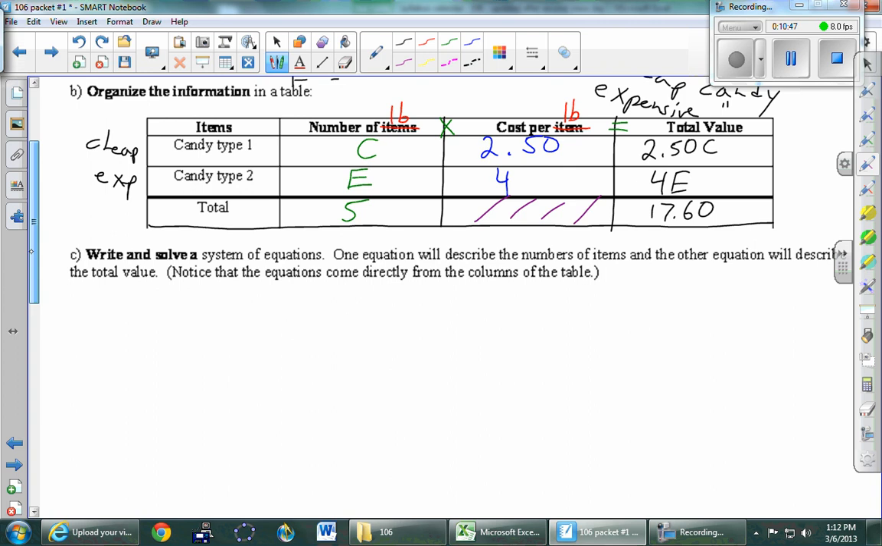Any questions on filling in the table? Okay, next step is to write down some equations. The equations come from the columns. We filled in information in the rows by multiplying across. Equations come from the columns. C and E tell me how many pounds of the different candies I have, but I know the total is 5. So what equation can I write down? C plus E equals 5. Good.